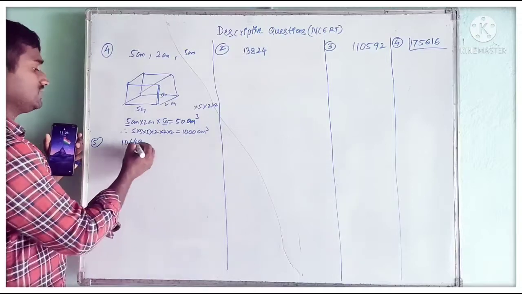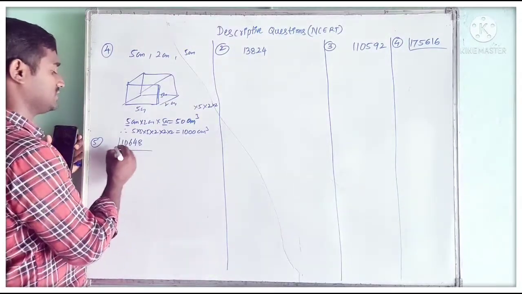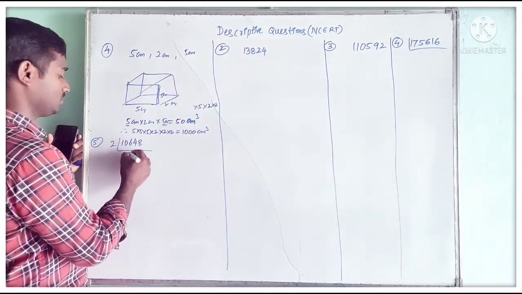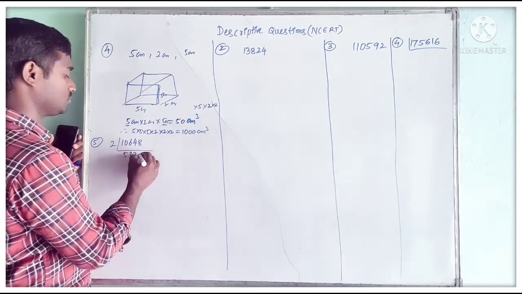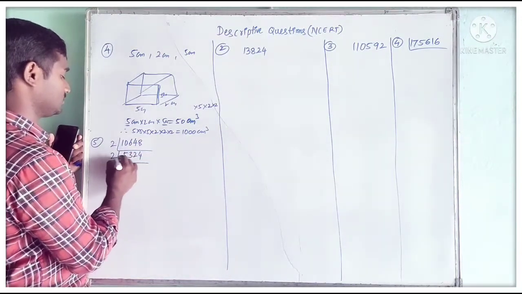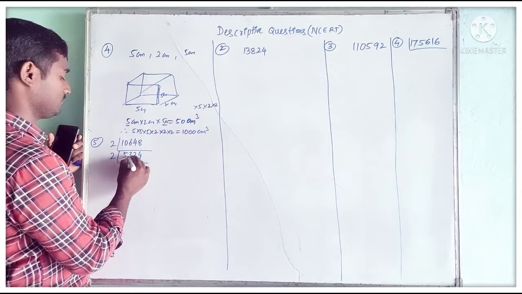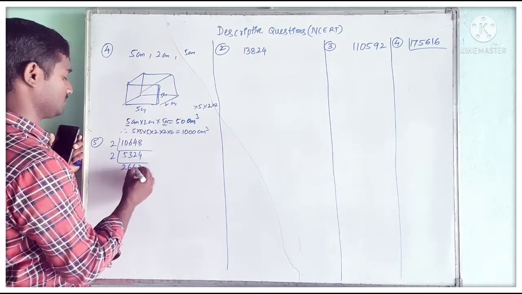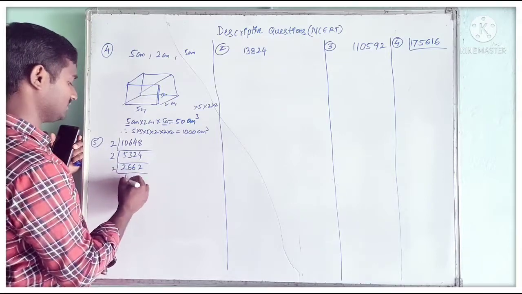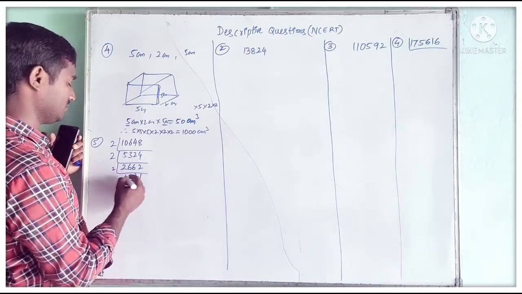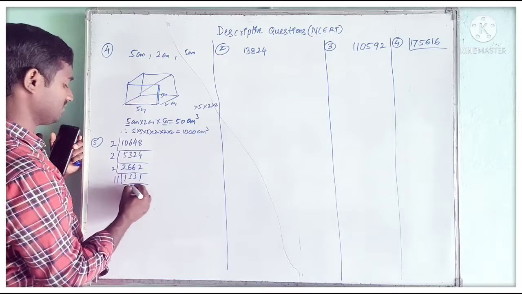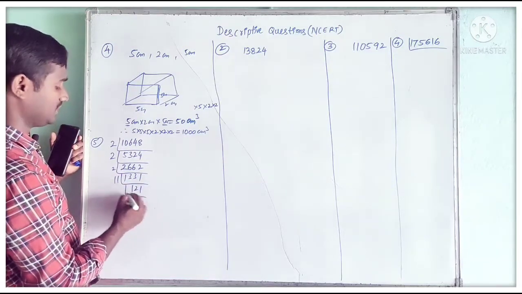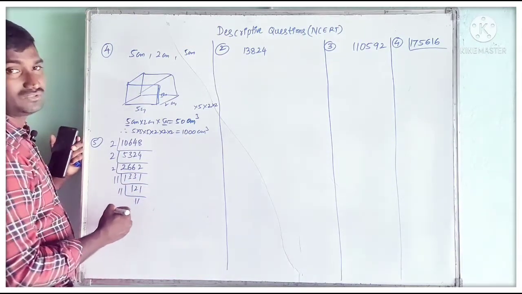So this question we can write as, so do the prime factorization. 2 5s are 10, 2 3s are 6, 2 2s are 4, 2 4s are 8. Next 2 2s are 4, 2 6s are 12, 2 6s are 12, 2 2s are 4. Next 2 ones are 2, 2 threes are 6, 2 threes are 6, 2 ones are 2. Next 11 table, 11 ones are 11, 11 elevens are 121, 11 into 11, 121.